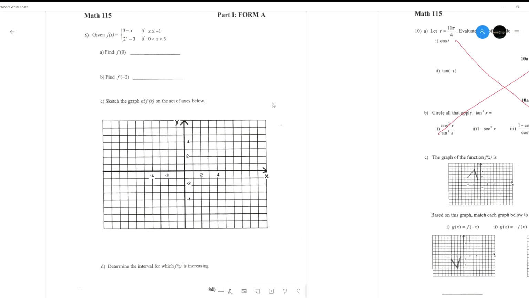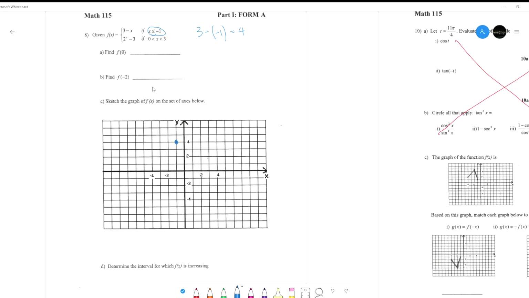I'll zoom in more. So we have f of x is equal to 3 minus x if x is less than or equal to -1. So what do we do there? We have to draw this from -infinity to -1. Because this is an endpoint at -1, I'm going to put that in there. 3 minus -1 is equal to 4. So at -1, I'm going to draw a closed circle at 4, which is right there.